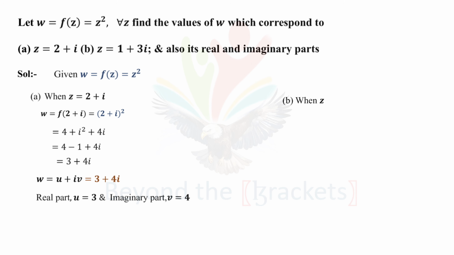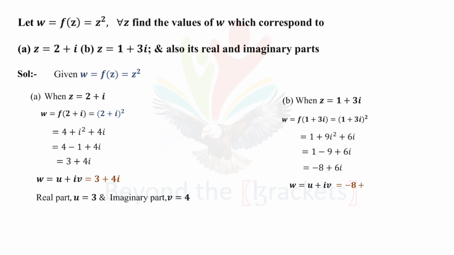When z is equal to 1 plus 3i, we get f of z as 1 plus 3i whole square. Again, expanding using the formula a plus b whole square, we get 1 plus 9i square plus 6i, which will be equal to minus 8 plus 6i. Comparing this with the standard form w is equal to u plus iv, we get real part u as minus 8 and imaginary part v as 6.